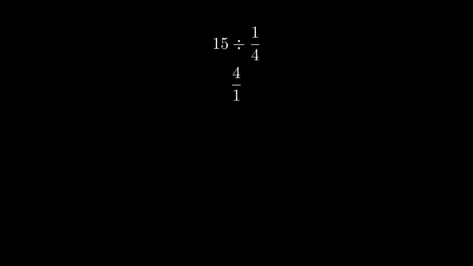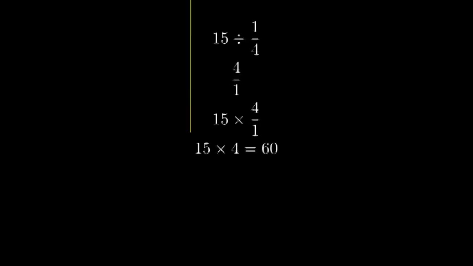The reciprocal of 1/4 is 4/1. It is essentially flipping the numerator with the denominator. So, instead of dividing, we can rewrite the problem as 15 times 4/1. Next, perform the multiplication. We multiply 15 by 4. In terms of fractions, that's like multiplying 15 over 1 times 4.